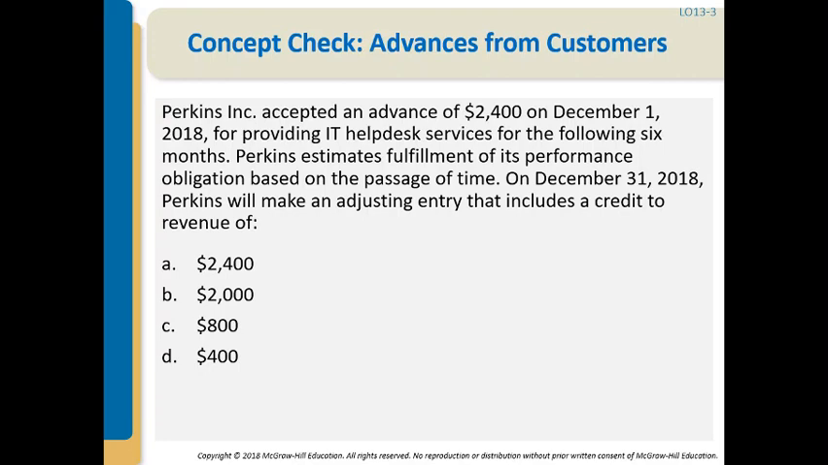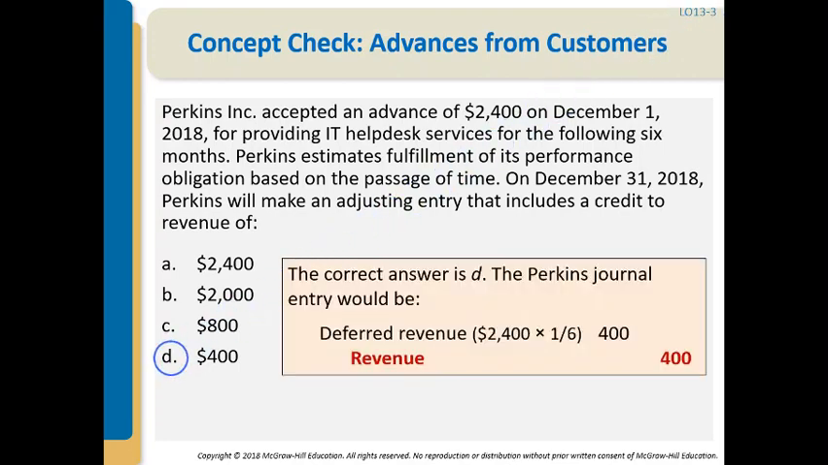Perkins accepted an advance of $2,400 on December 1 for providing IT help desk services for the following 6 months. Perkins estimates fulfillment of this performance obligation based upon the passage of time. On December 31, Perkins will make an adjusting entry that includes a credit to revenue of, so you're accruing 1 month of revenue on $2,400. So 2,400 divided by 6 is 400, so D. Piece of cake, right?